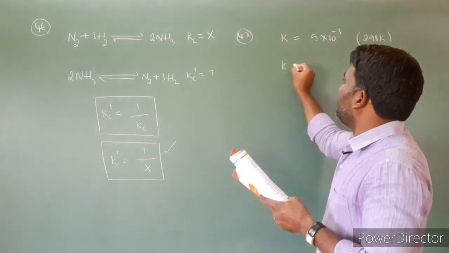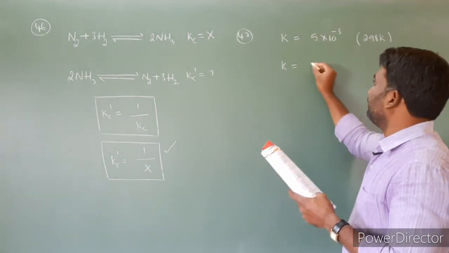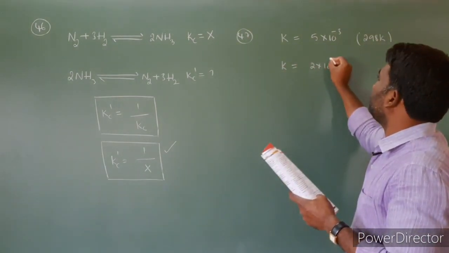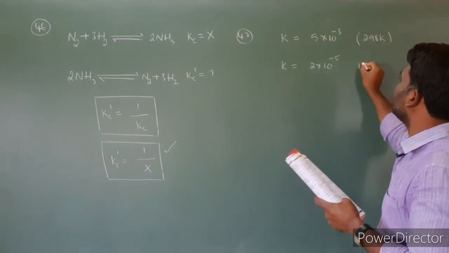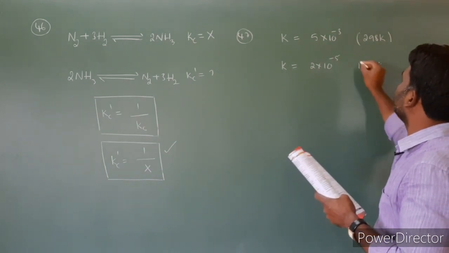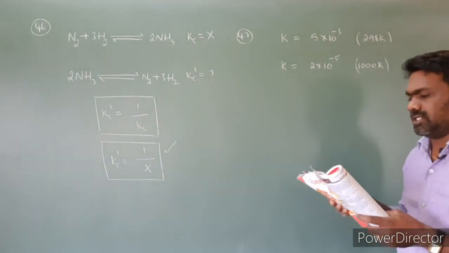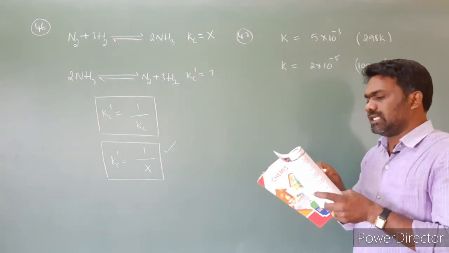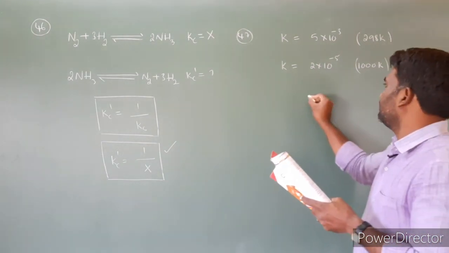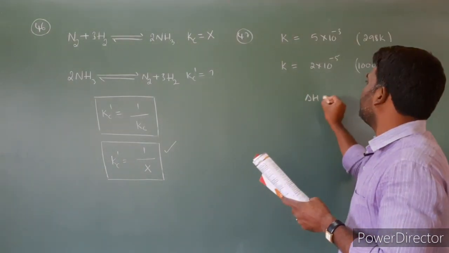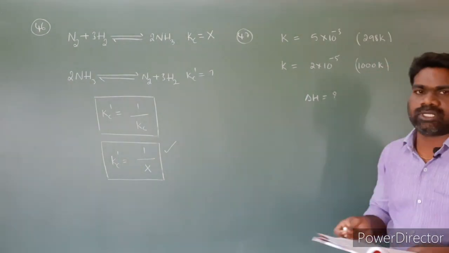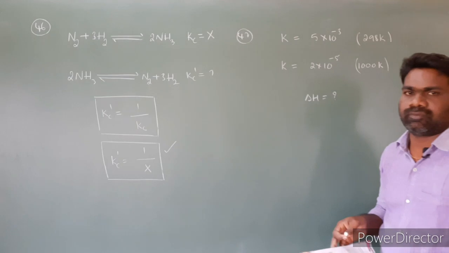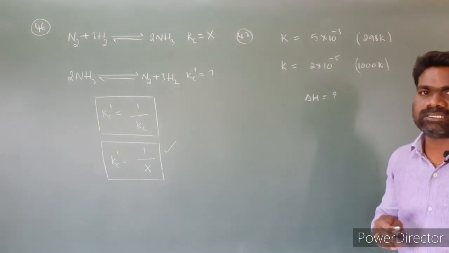Next, equilibrium constant K at 1000 Kelvin is 2 into 10 power minus 5. This is at 1000 Kelvin. Then the question is, what is the sign of delta H for the reaction? So delta H is equal to what? Positive or negative or 0, we have to find out.